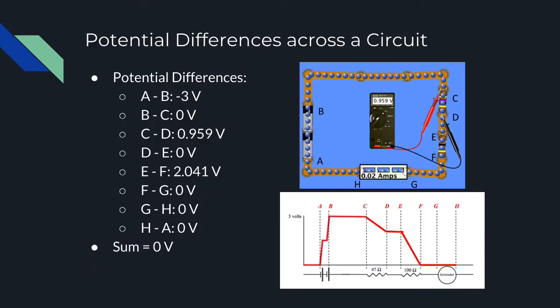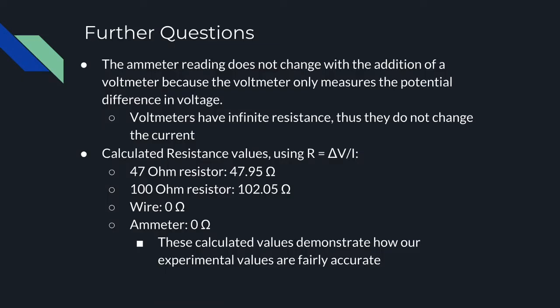We then calculated the potential difference across the circuit by calculating potential differences across various parts of the circuit and summing them up to get the total potential difference. The total potential difference ended up equaling 0 volts. The ammeter reading does not change with the addition of a voltmeter because the voltmeter only measures the potential difference in voltage. Voltmeters have infinite resistance, thus they do not change the current.